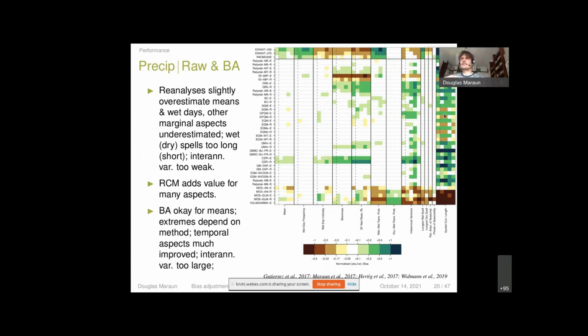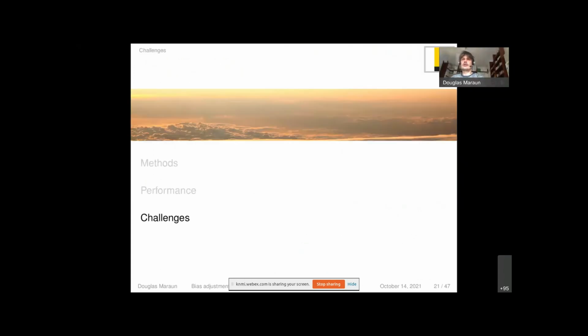Okay. And well, these things here, of course, that they look so nice, in a way it's trivial because this is what the bias adjustment adjusts. So it's designed to do that. And if it doesn't do it, then it's badly designed.